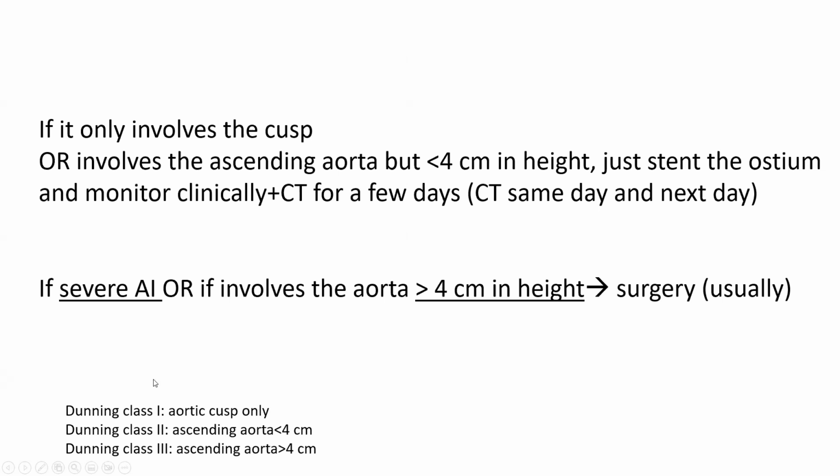And this is what we call the Dunning classification, which you need to know for your board. Dunning class 1 is aortic cusp dissection only. Dunning class 2 is ascending aortic dissection, but it's less than 4 centimeters. Dunning class 3 is ascending aortic dissection related to a coronary dissection that extends more than 4 centimeters. And that one requires surgical correction usually.